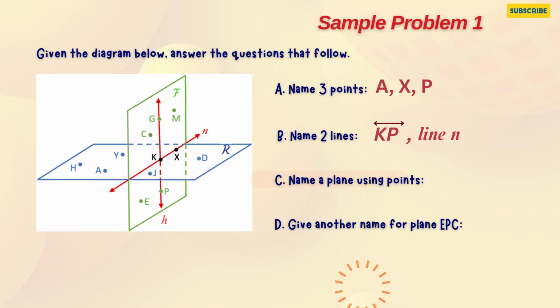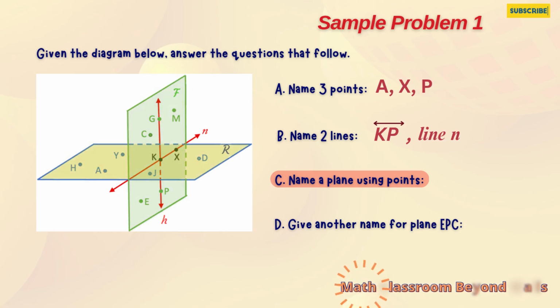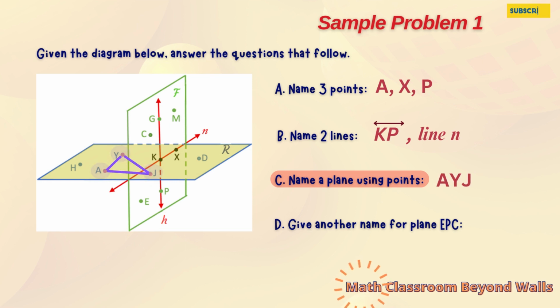We now move on to question C. We are to name a plane using points. First, we need to choose a plane. Then, we have to remember that we use 3 points to name a plane. Then, pick those 3 points from the plane of our choice. Let's go. So, this plane can be named as plane AYJ. Were you able to follow, learners?